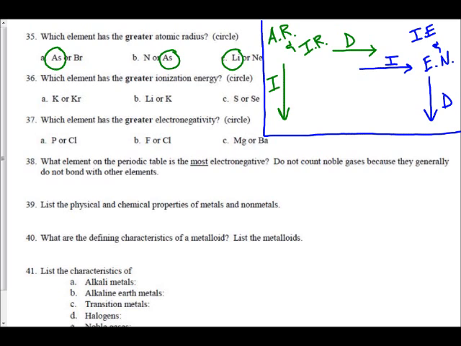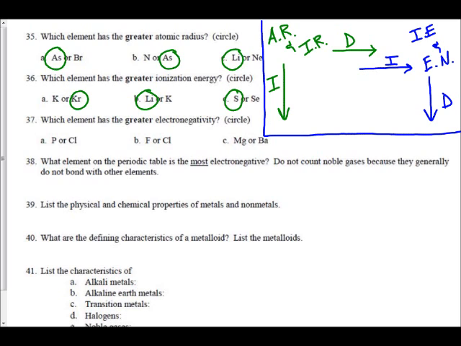Now for number 36, which element has the greater ionization energy? That increases going across and decreases going down. So if we find potassium and krypton, it is definitely going to be krypton. Now lithium or potassium, it decreases going down, so lithium will have the greater. And then between sulfur and selenium, sulfur is right above selenium, so sulfur is the one that has the higher ionization energy.